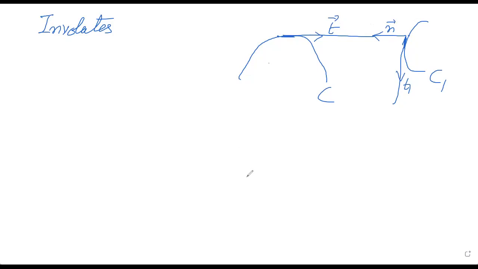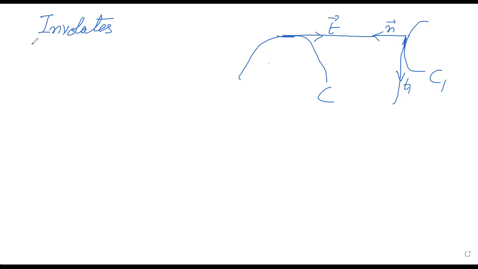Here. You can see there, this is a curve C1. So all the tangents to a curve C are normal to the tangent, or you can say orthogonal to this tangent. Then the curve C1 is called involute of this curve C.